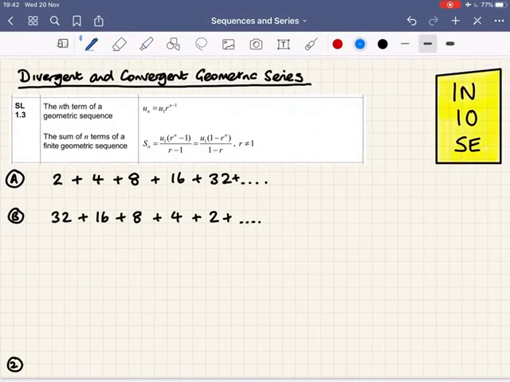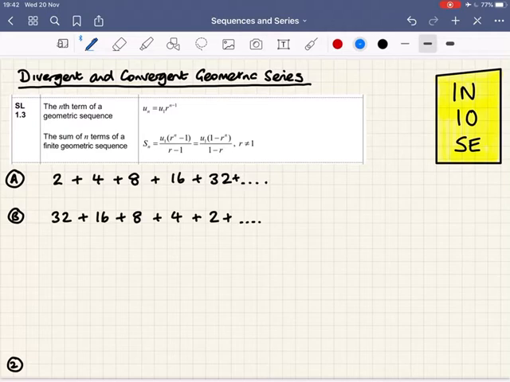What are we talking about when we talk about an infinite geometric series? Well, we're interested in what type of geometric series it is in order to know whether we can find the sum of an infinite geometric series. And there are two sorts of geometric series that we're interested in, and here are the two examples.